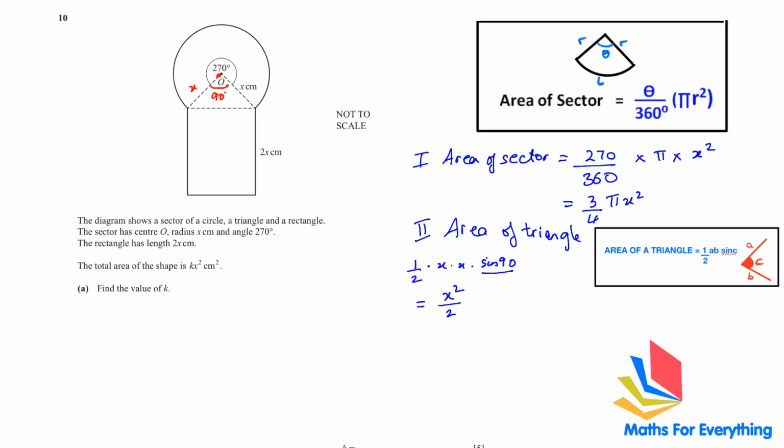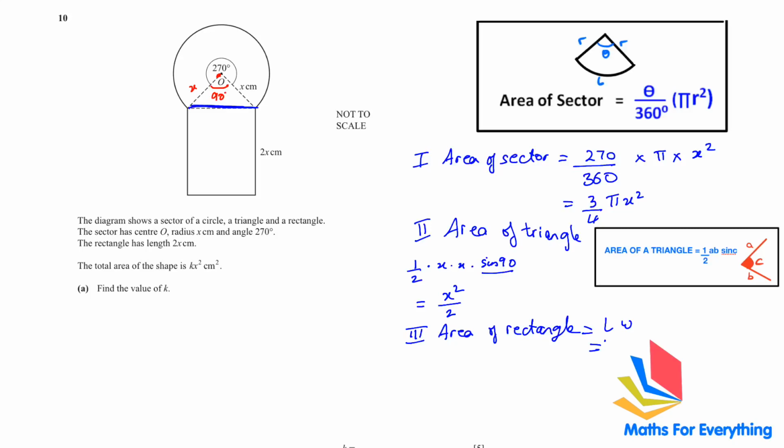Now to find the third area. The third area is a rectangle. So to find the area of a rectangle, what formula are we going to use? It's going to be length times width. We have the length, which is 2x, but we don't have the width, so we will have to find this width here. Because this is 90 degrees and we have been given two sides, we can find the opposite side. How can we find the opposite side?